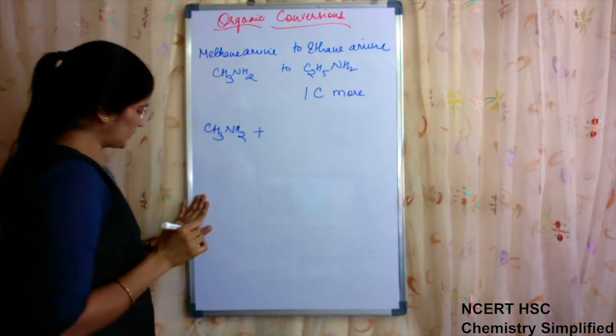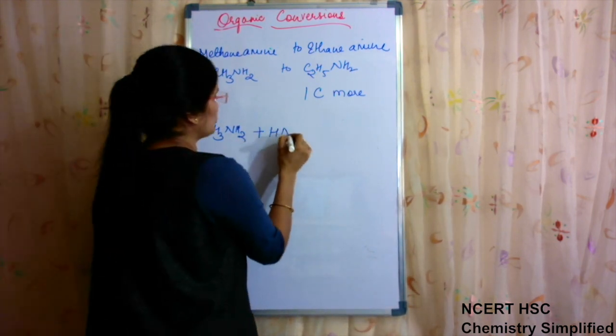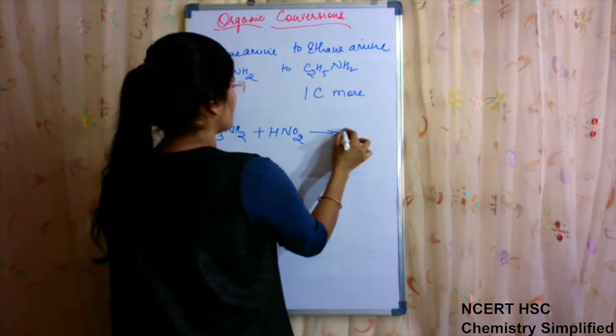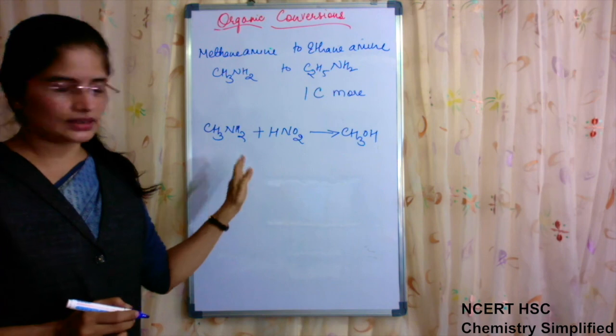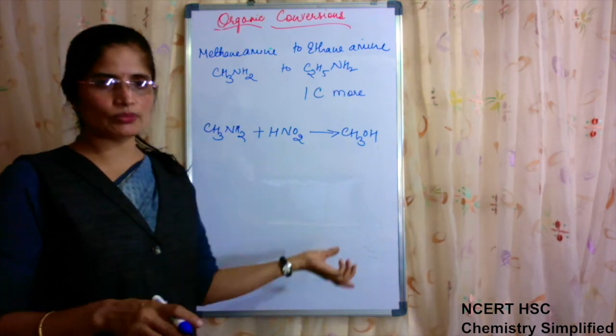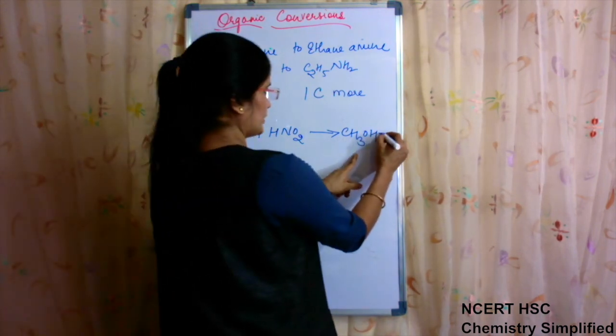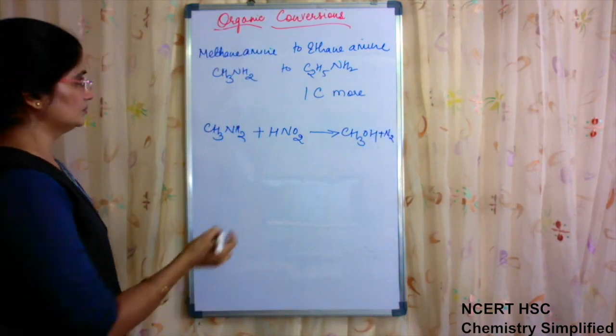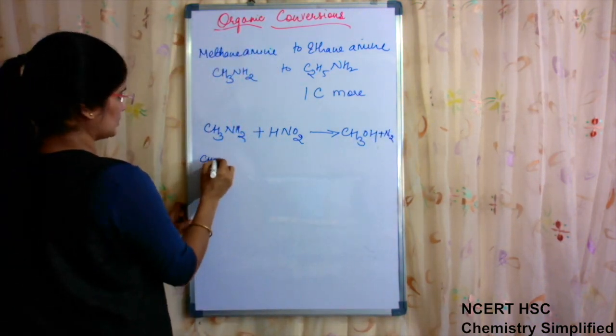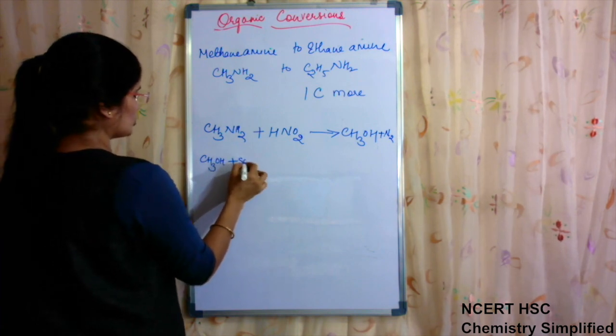When it reacts with HNO2, nitrous acid, it will give CH3OH. Now I am not writing diazonium chloride because diazonium chloride is unstable, so it decomposes to form alcohol and nitrogen gas.